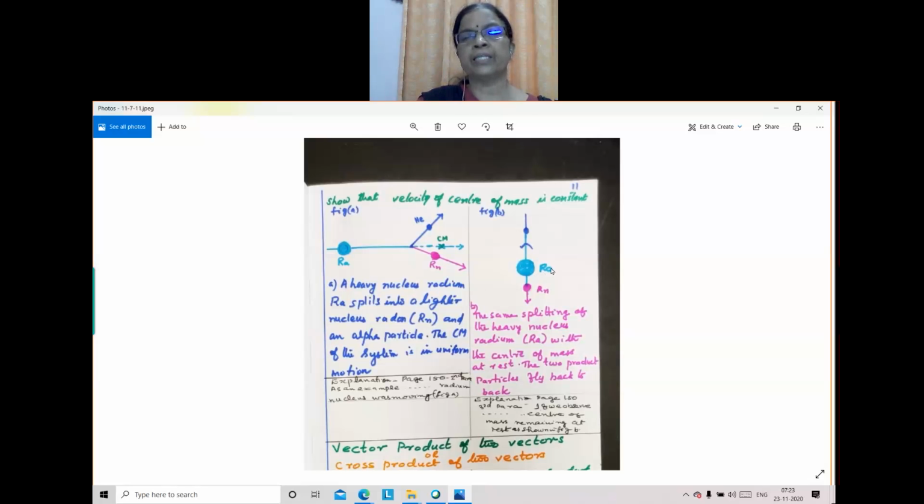Radium nucleus, the fissionable, radioactive material. So the radium nucleus is split. Here also it is splitting into two, that means radon and helium. Radon and helium, same thing. But what is the difference between these two? Here it is moving with a uniform velocity. Here it is at rest. The radium nucleus is at rest.